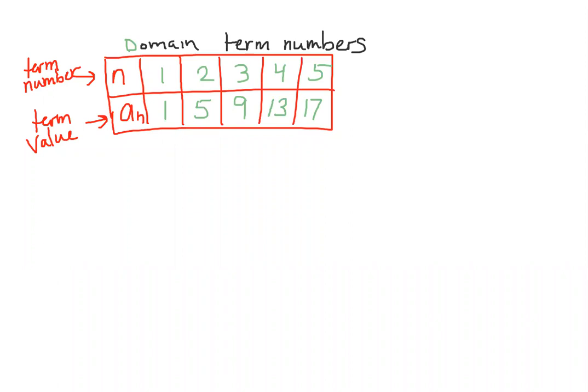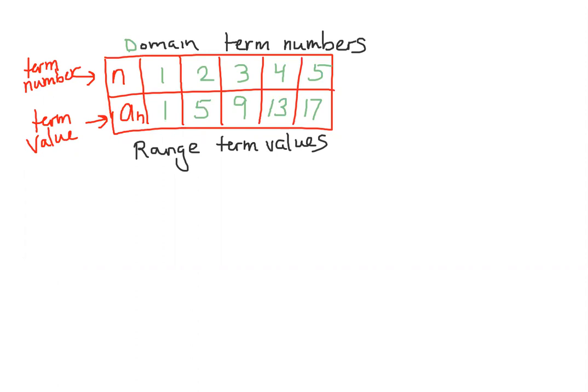And the range is going to be the set of term values, down here. And this is going to be a function, because remember, in a function, it has to pass that vertical line test. And since there is only one that lines up with it, then this does.